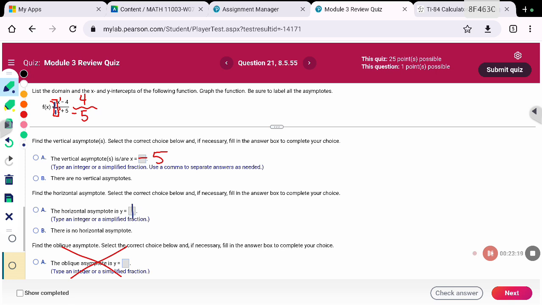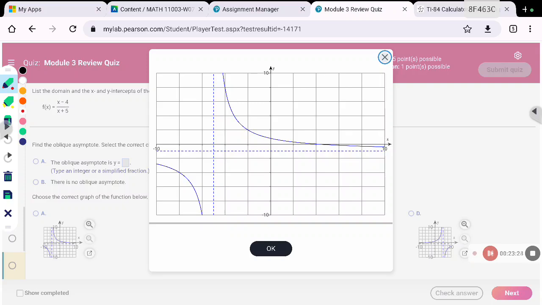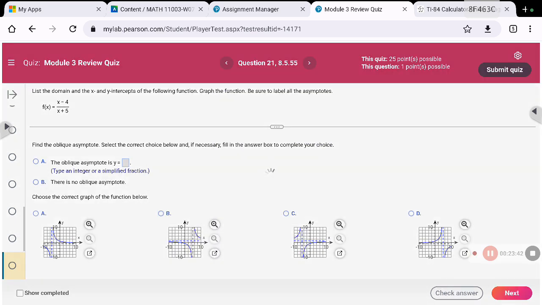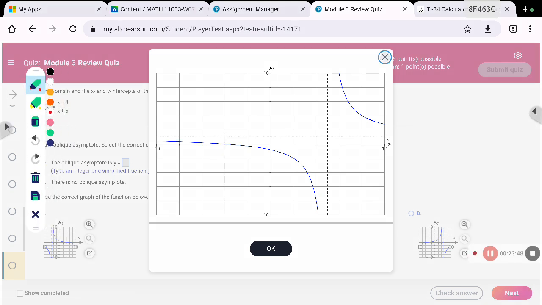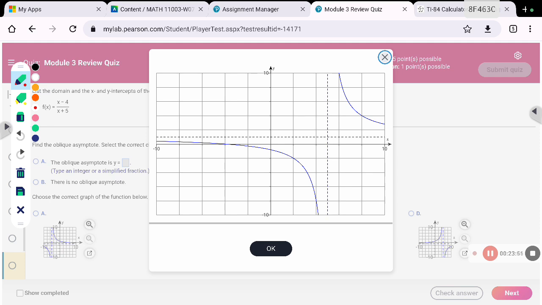So let's look at some of these graphs. All right, so here's the A graph. The vertical asymptote should be at x equals -5, which it is. Horizontal asymptote should be at y equals 1, which it is not. It's at -1. So it's not the A graph. Let's look at B. Vertical at x equals -5. So that's -2, that's -4. So here is -5, and it is not there either. So it's not that one.